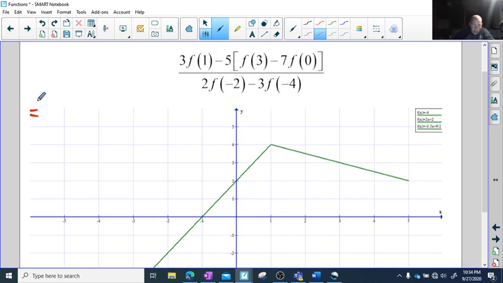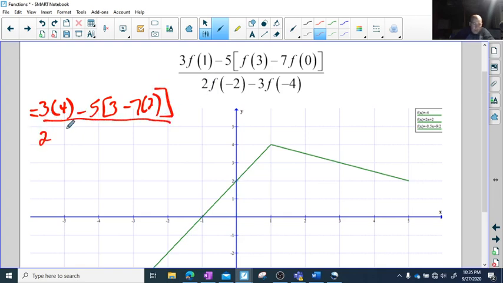So f of 1 is equal to 4 minus 5 brackets f at 3. So that says when x is 3, what is the y value? When x is 3, the y value is 3. Minus 7 f at 0. When x is 0, what is the y value? It is 2. Right? X is 0, y is 2. Close that off.